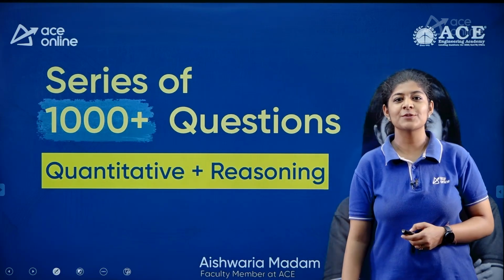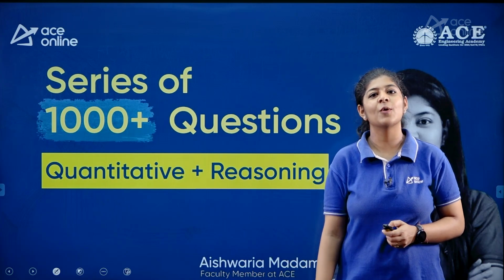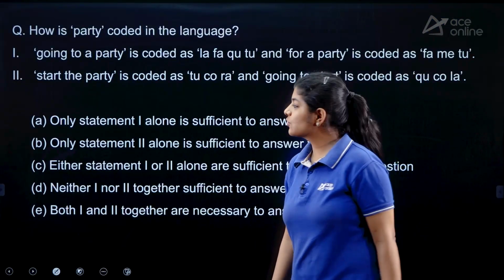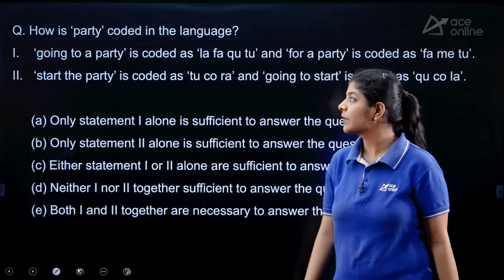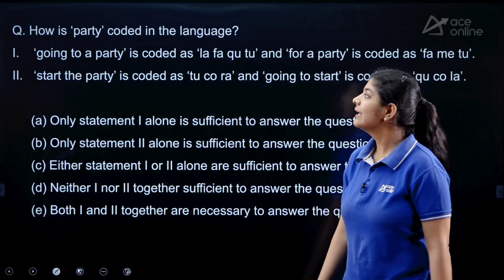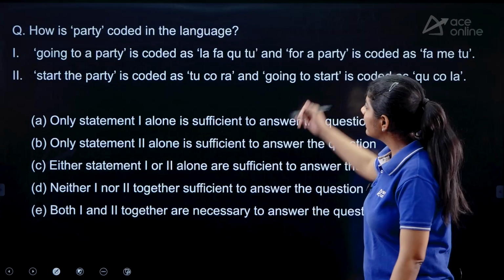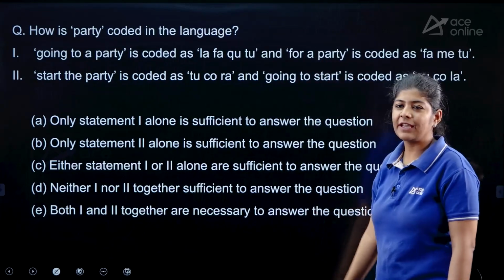So without wasting much more time, let's start today's session and let's see what kind of questions we are having and how we are going to attempt them. So this is the very first question, and this question is from the concept of data sufficiency. The question is saying, how is party coded in the language? Here we are having our statement number 1 and statement number 2, and here we are having our options.